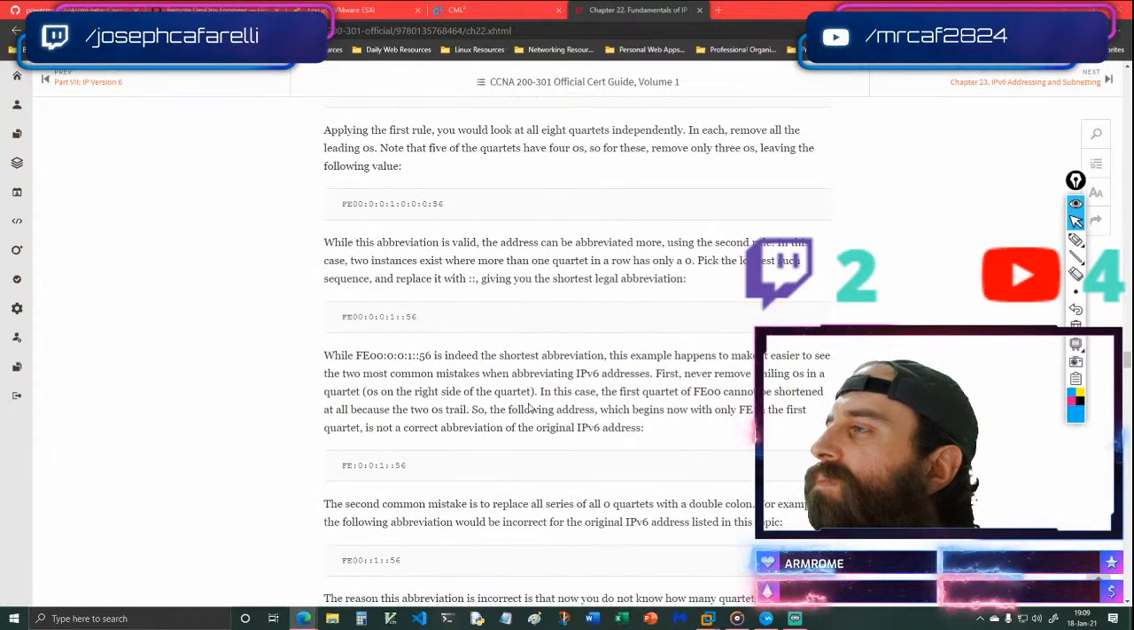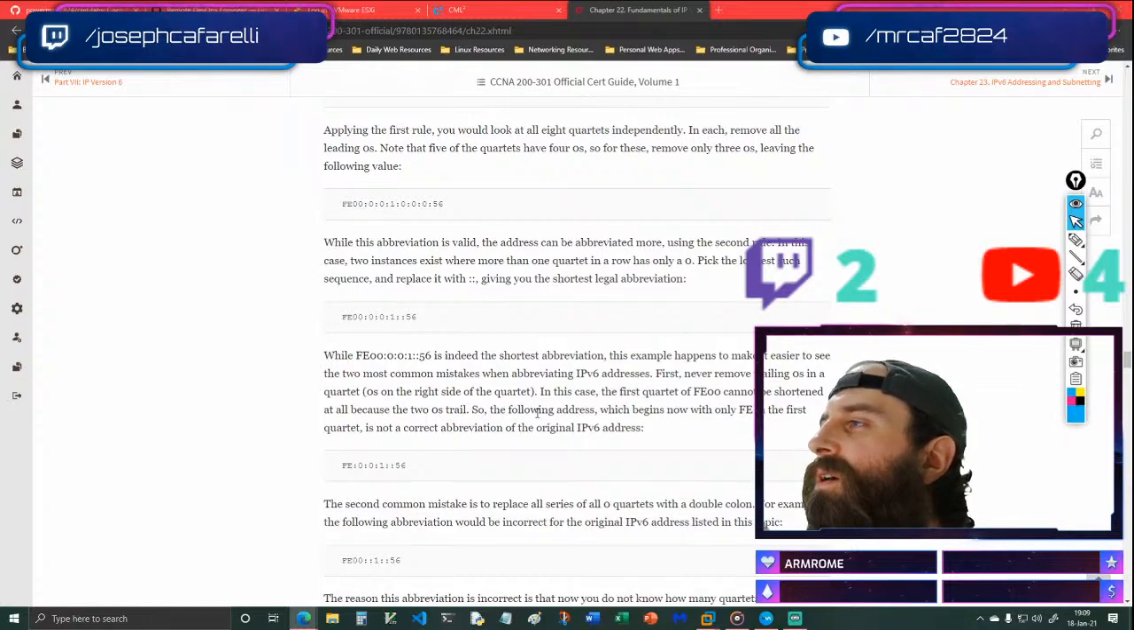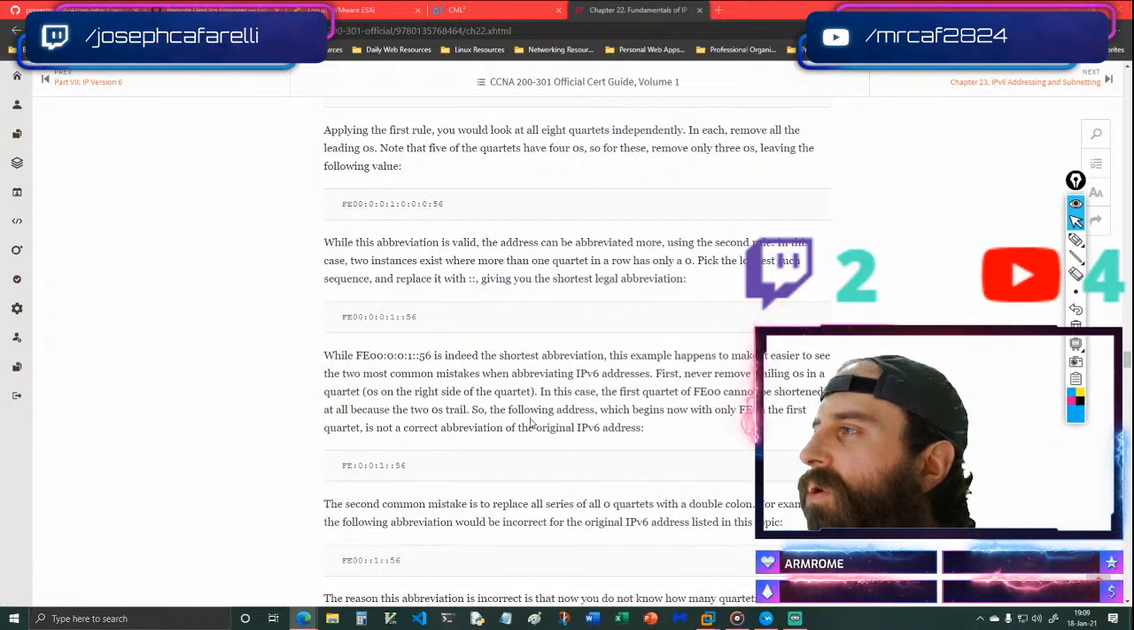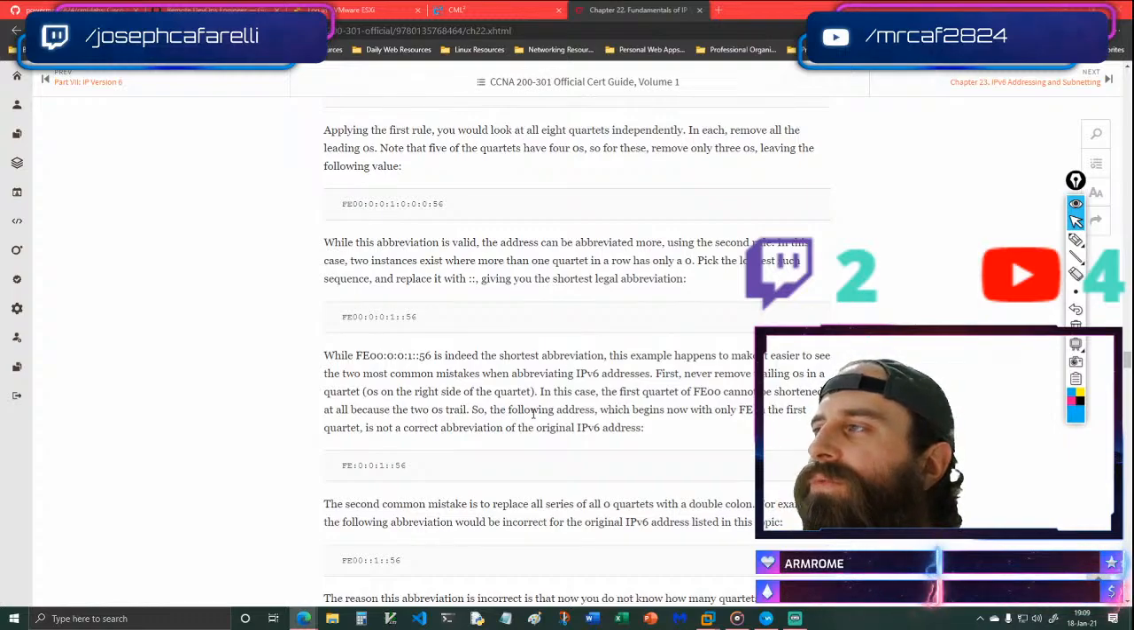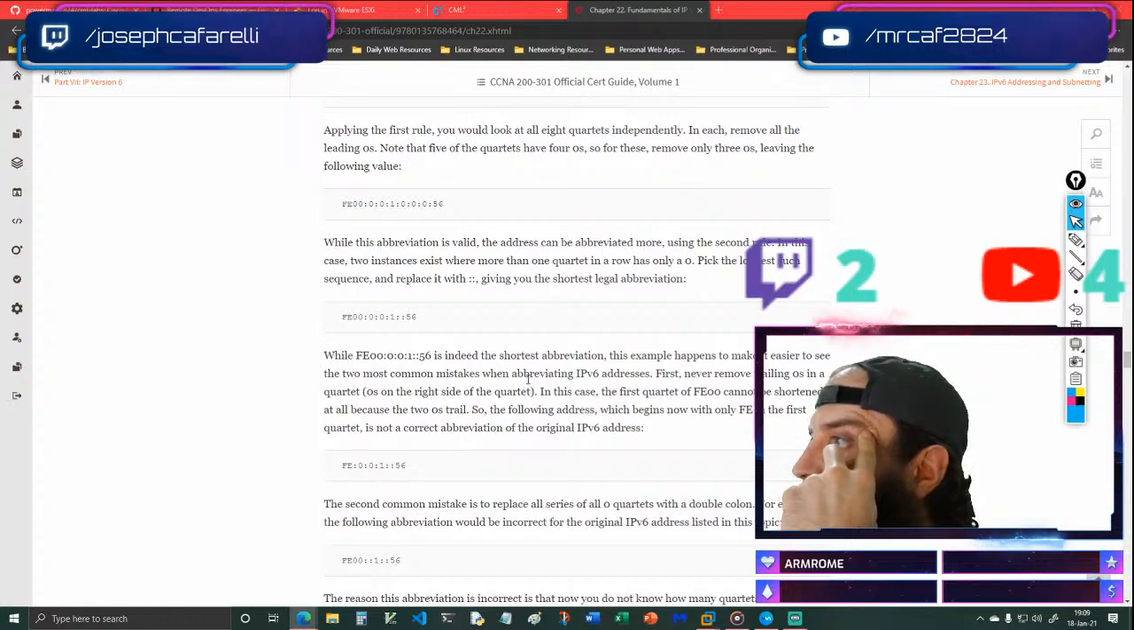All right. While FE00 colon 0 colon 0 colon 1 colon 56 is indeed the shortest abbreviation, this example happens to make it easier to see the 2 most common mistakes when abbreviating IPv6 addresses.